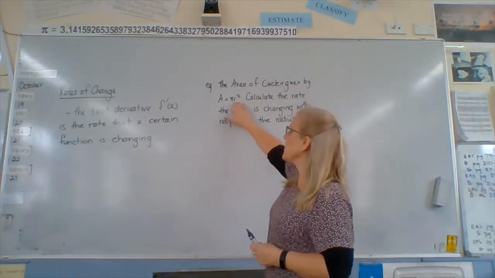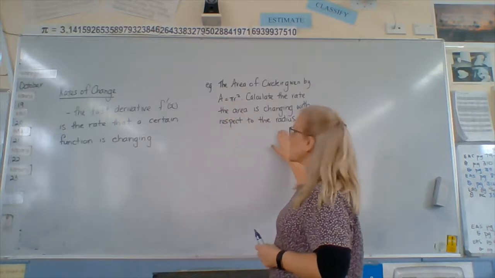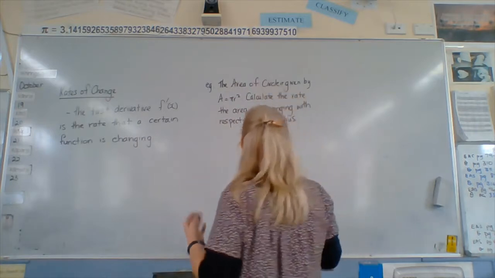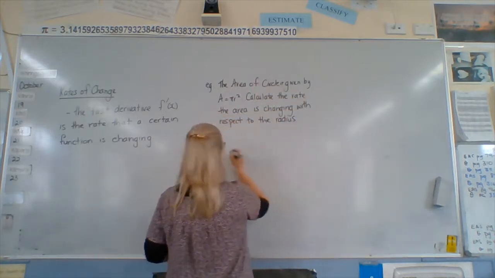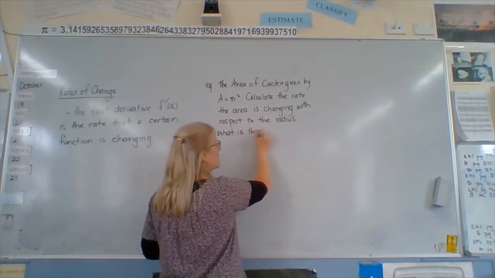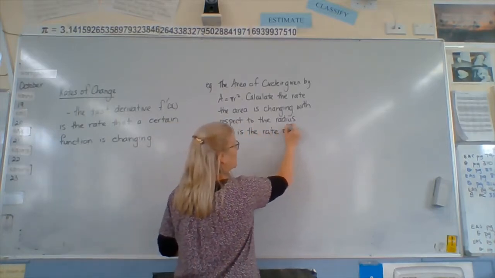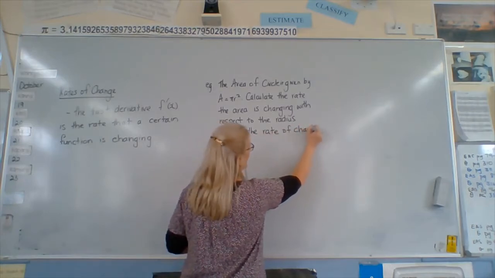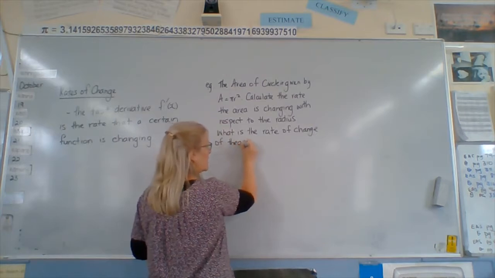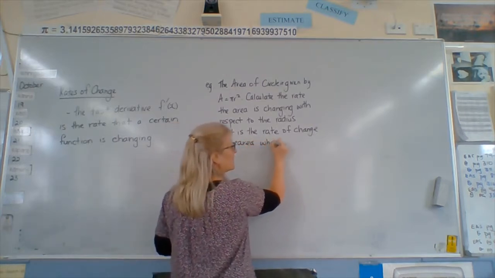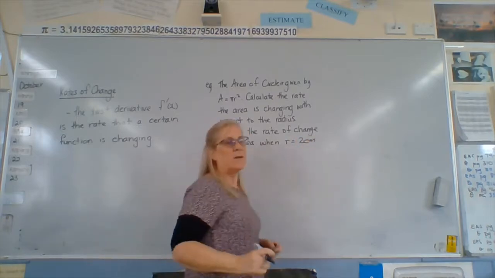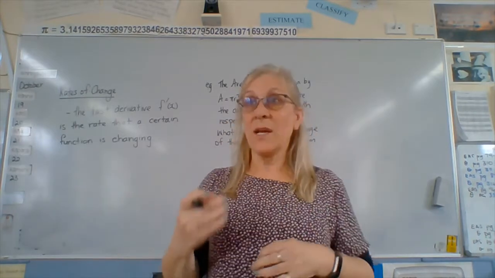All right, so it will always tell you what the actual rate of change is changing with. So in this particular case, we've got r in our formula. So it's changing with respect to the radius. What is the rate of change of the area when r equals 2 centimeters? All right, so it'll be something quite simple like that.